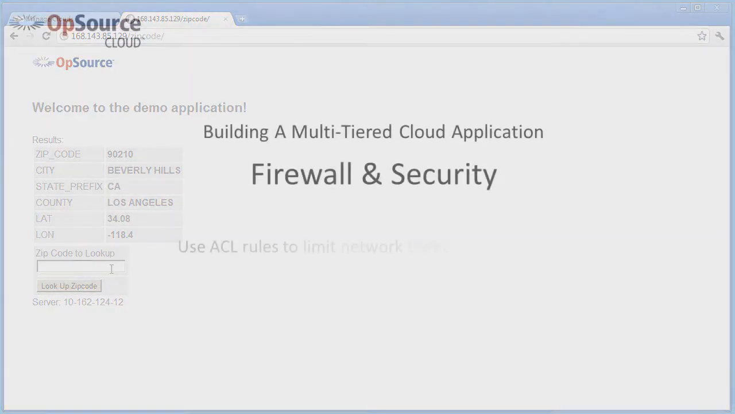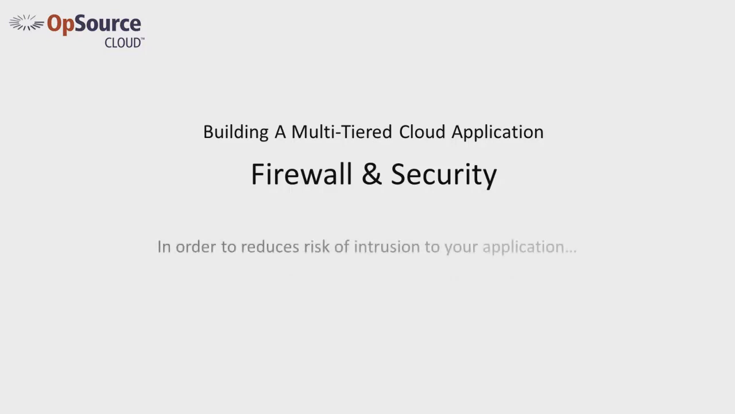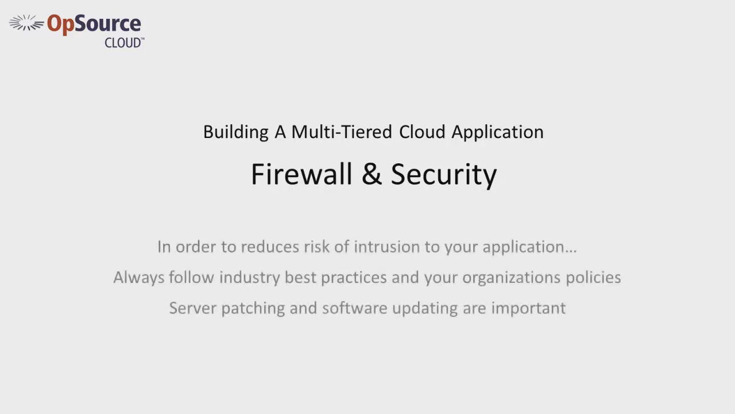Through the use of ACL rules, we can limit access between network tiers and protect one tier from another should a security intrusion occur. It's important to follow industry best practices and the policies of your organization when applying ACL rules. Additionally, server patching and software updating are important to ensure the most recent security fixes are deployed to your cloud servers. All of these together help reduce the risk of intrusion to your application.